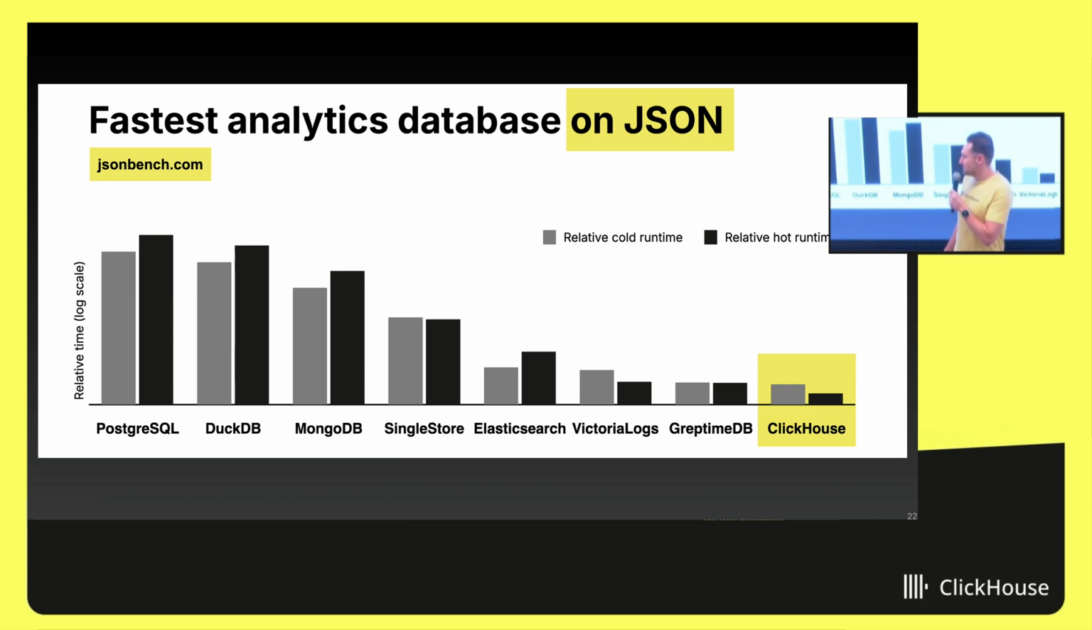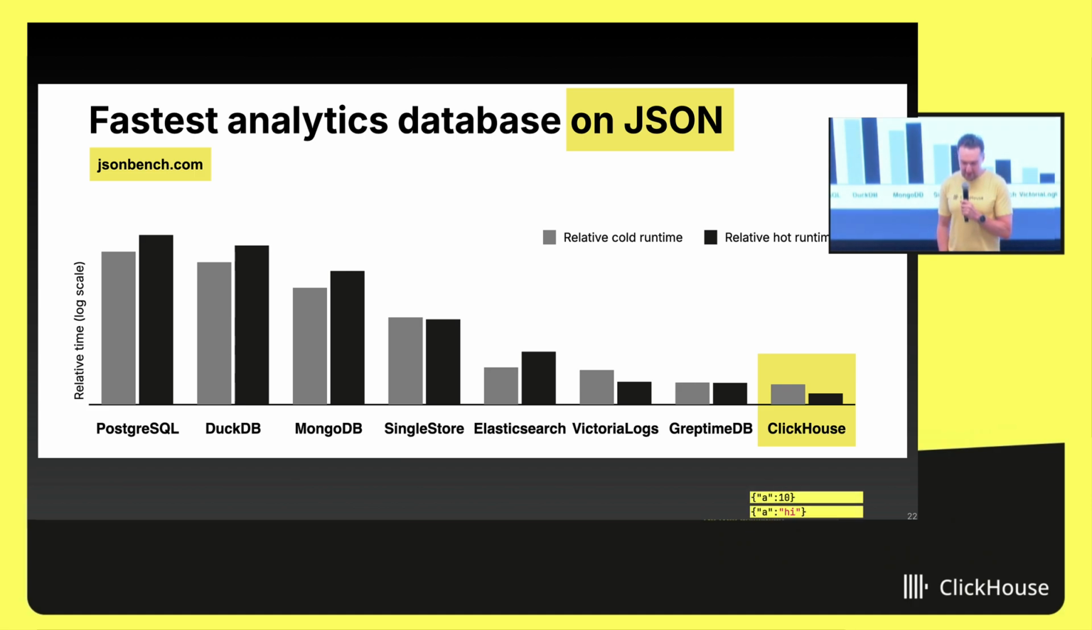What is surprising? You can look at this chart. And it has a logarithmic scale. So Postgres is thousands of times slower. It is not surprising, right? No one will be surprised that MongoDB is slow, especially if you know about ClickHouse.